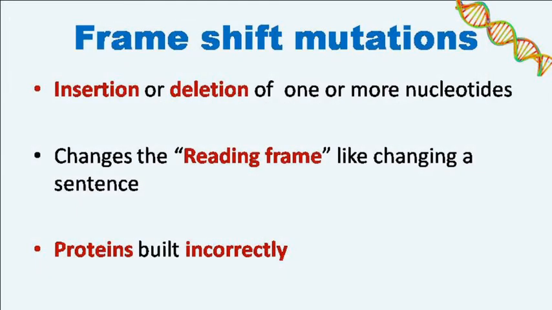The next type of point mutation is frameshift mutation. Due to insertion or deletion of one or more nucleotides, the reading frame of the genetic codons changes, like a sentence, and therefore the function of the protein also changes.